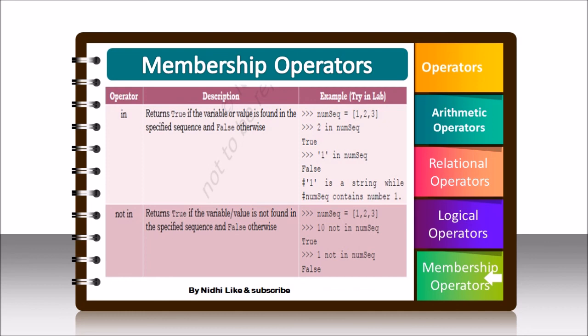Here one as a string is not there, so it is returning false, because in our list it is stored as an integer. This is the reason it is giving you false. Not in means if it is not belonging to that particular list, then it will give you a true result. So one not in number sequence is telling false. But if you are writing it as a string, then it will give you a true result. So this is all about these operators.